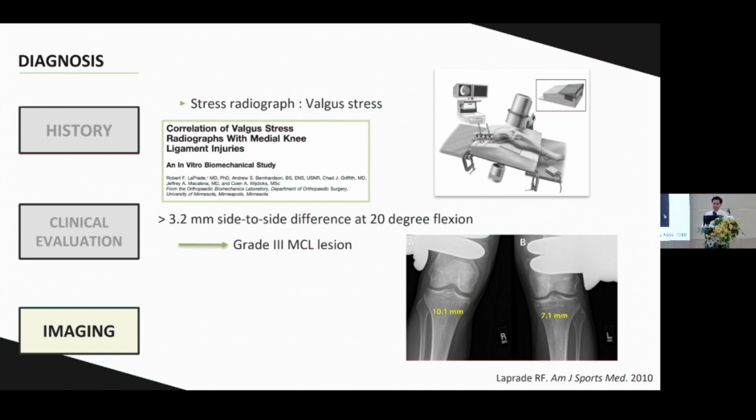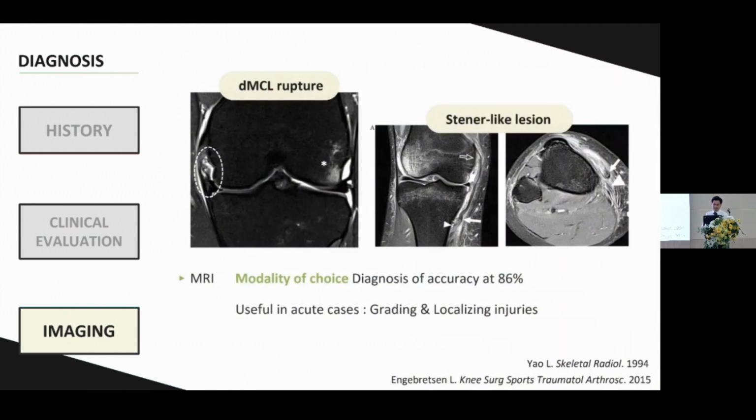It is an objective evaluation of the knee laxity. A paper from Laprade shows us that a grade 3 MCL lesion can be diagnosed by more than 3.2 millimeter side-to-side difference. MRI is the modality of choice, with high accuracy. It can be useful in acute cases and helps us grade a localized lesion such as an MCL entrapment.